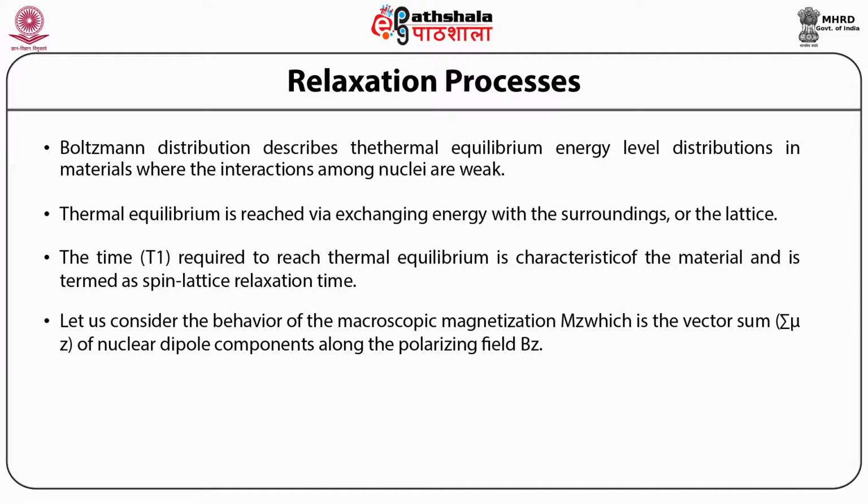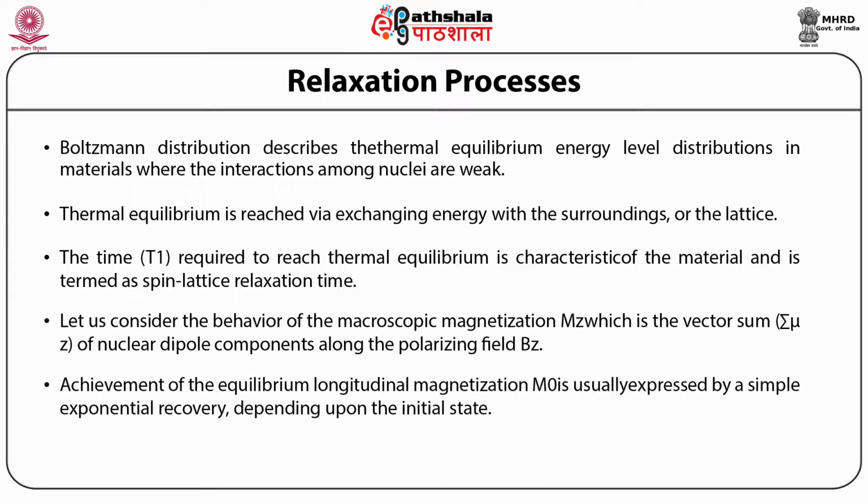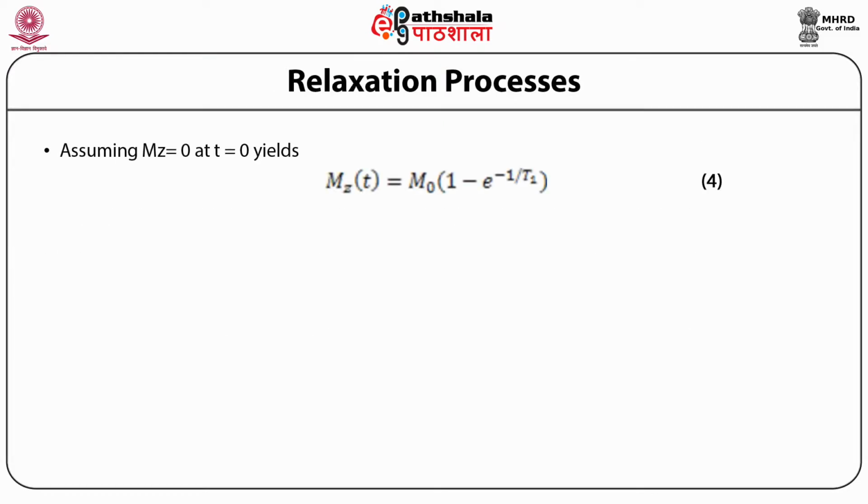component along the polarizing field Bz. The achievement of the equilibrium longitudinal magnetization, that is M naught at t equal to 0, yields Mz(t) equal to M naught times (1 minus exponential of minus t by T1).